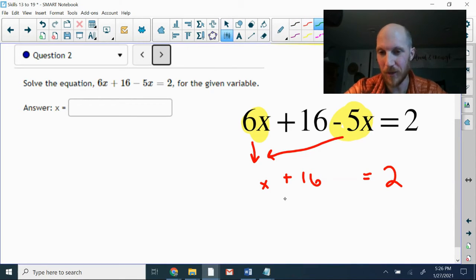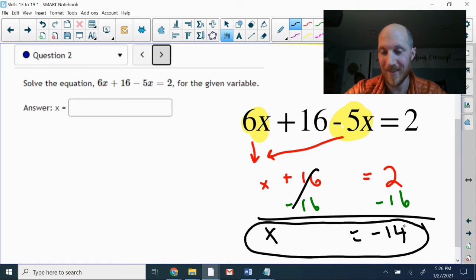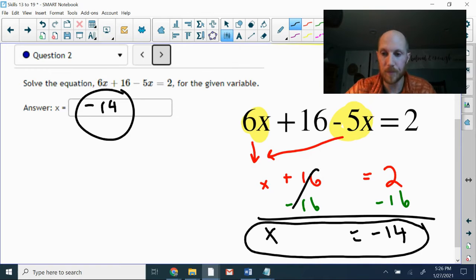And now to get the x by itself, I'll need to do the opposite operation to cancel that 16. Do the same thing on the other side of the equal sign. And then this x comes down, the 16s are canceled, equals 2 minus 16 gives me -14. So final answer, x equals -14. In the answer box, I didn't point this out last time, but the answer box already has an x equals, so all I need to do is just enter that solution.